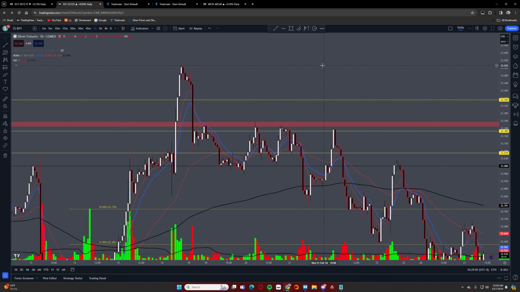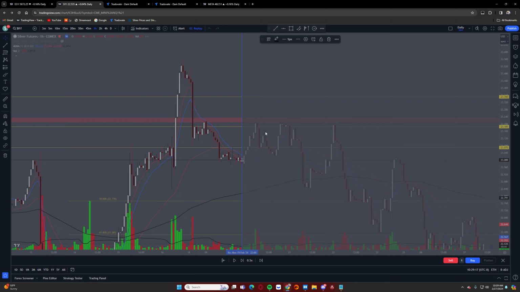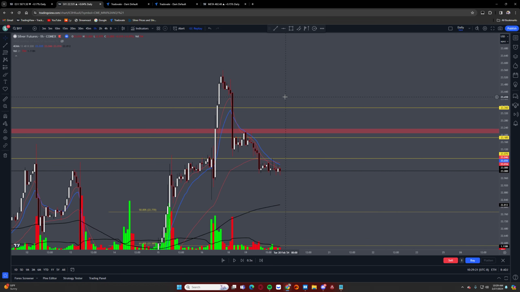So let's talk about what I just did right there. Let's just get all of this out of the way to clean it up a little bit. We'll just do this. Okay. So boom. Let's say this is our current price action, right?